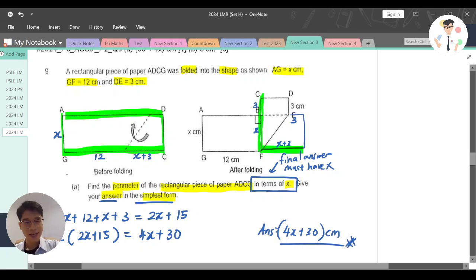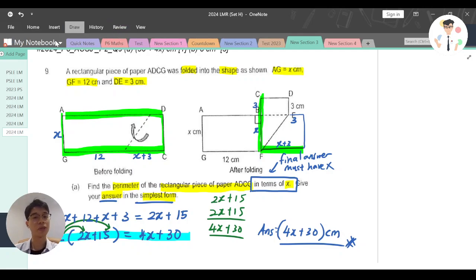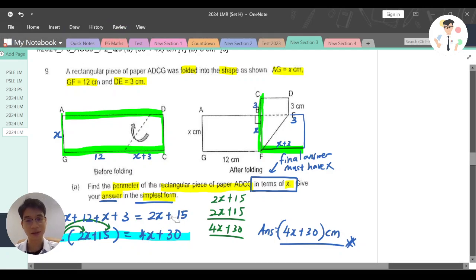Okay, just in case some of you are not really sure what I'm trying to show right here. Teacher, I thought it's 4x plus 15. Why become 4x plus 30? Just remember, I have two sets of 2x plus 15. Example, let me just draw here. If I say I have two sets of 2x plus 15, then it will be 2x plus 15, 2x plus 15. Then if you add together, that will be 4x plus 30, right? That's why this 2 is actually multiplying here and here. Okay? So just in case you're a bit confused with what I'm trying to explain here.